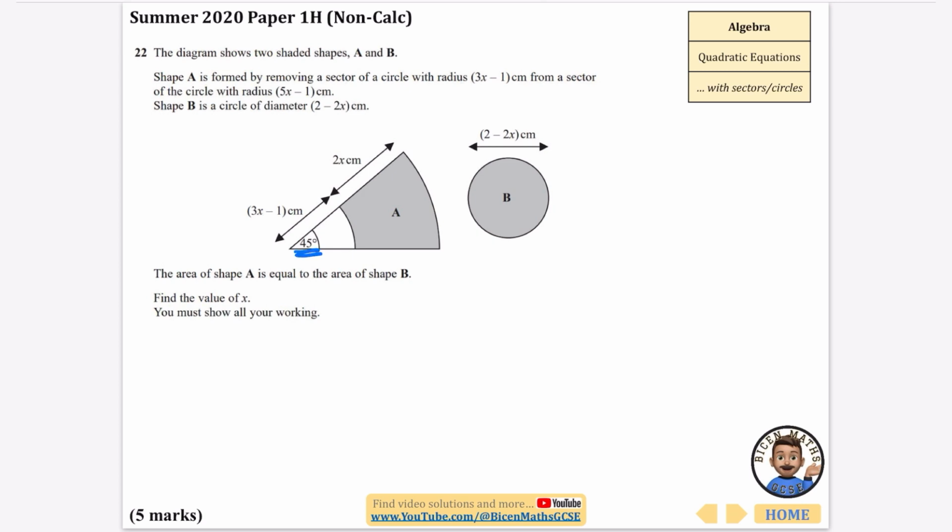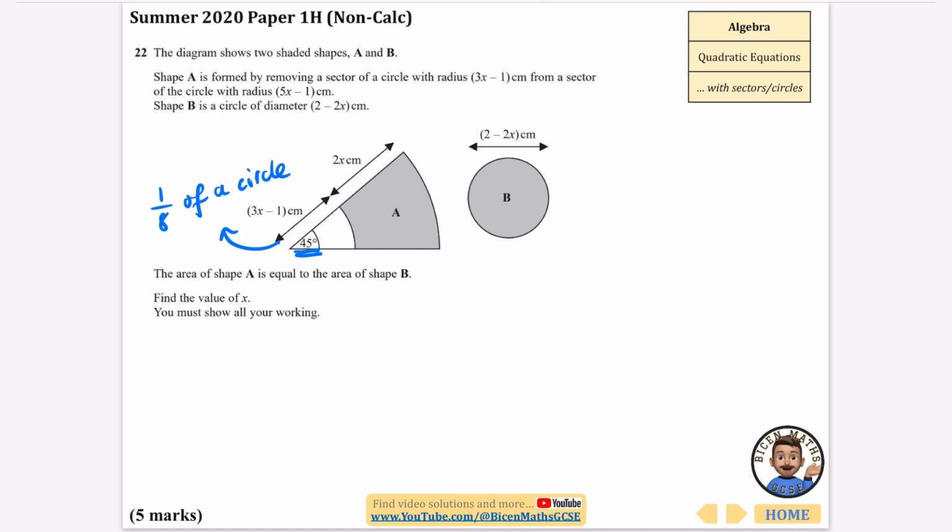Well, this is 45 degrees. So the first thing that's telling me is 45, and it's a non-calculator paper. 45 degrees out of 360 degrees is 1/8. So it is 1/8 of a circle. So when I find the area, I'm going to divide it by 8, either at the beginning or at the end. It doesn't really matter.